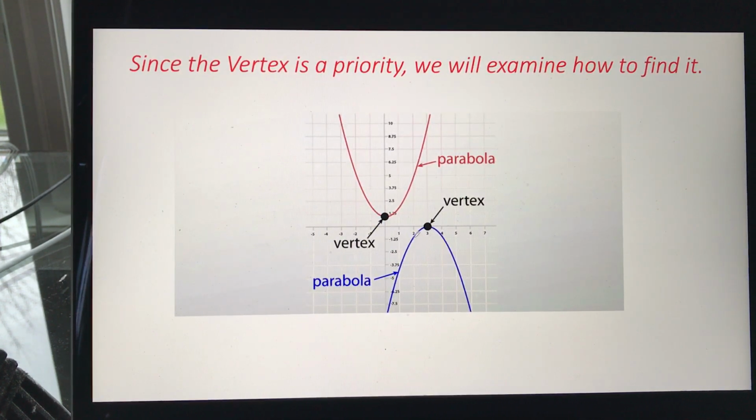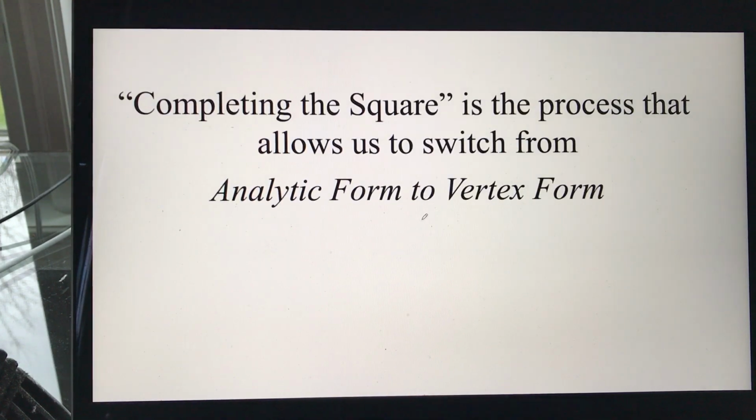Now, since the vertex can be a priority, we're going to examine how we find that. So a lot of times we're curious as to this minimum value or this maximum value. And to do that, we do what is called this process, completing the square. It's a process that allows us to basically switch from standard form into vertex form.